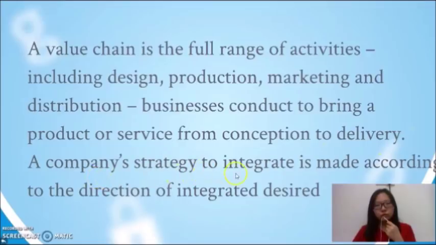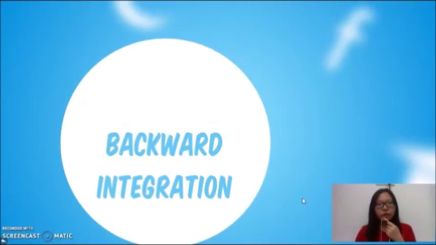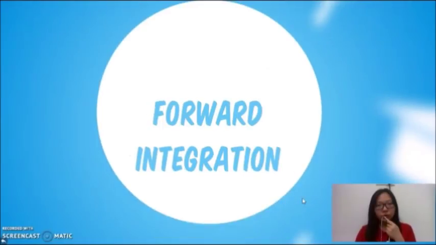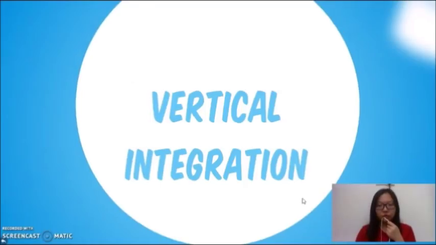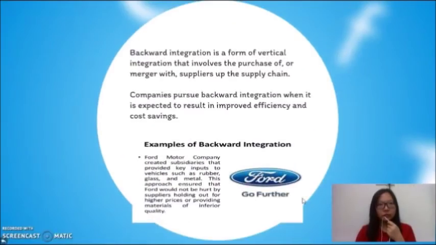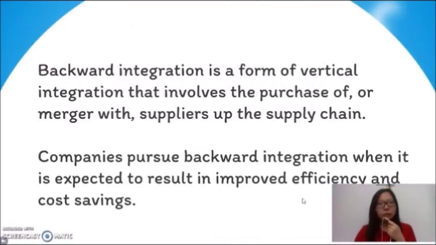The company's strategy to integrate is made according to the direction of integrated desire. There are four types of integration, which are backward integration, forward integration, horizontal integration, and also vertical integration. Now I will explain about backward integration. Backward integration is a form of vertical integration that involves the purchase of or merger with suppliers up the supply chain. The company pursues backward integration when it is expected to result in improved efficiency and cost saving.